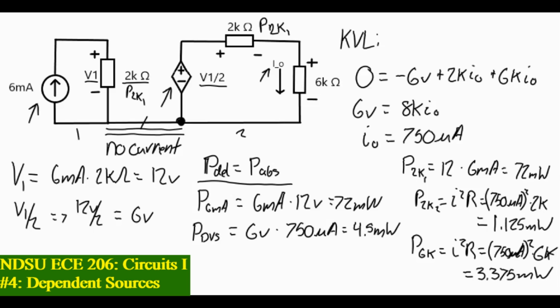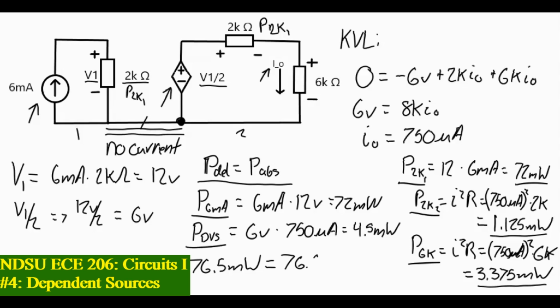Okay, let's go back up here. The power delivered should equal the power absorbed. So let's add all of these powers together, the power delivered and all the power absorbed, and set them equal to each other. 72 milliwatts plus 4.5 milliwatts is going to give us 76.5 milliwatts, equal to 72 milliwatts plus 1.125 milliwatts plus 3.375 milliwatts. That is also going to give us 76.5 milliwatts.